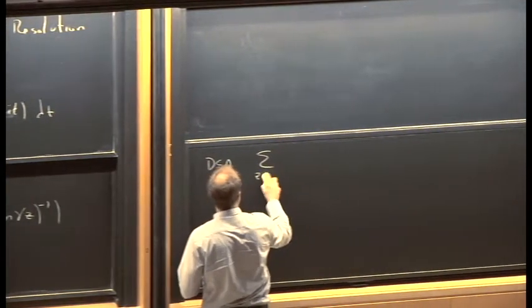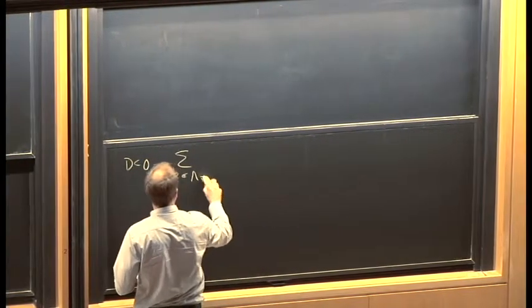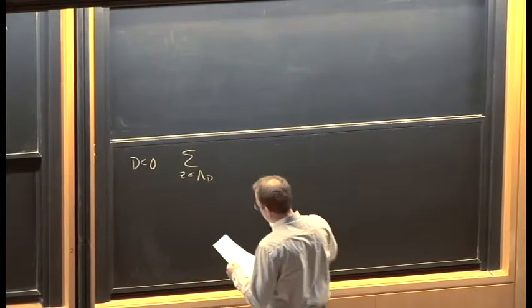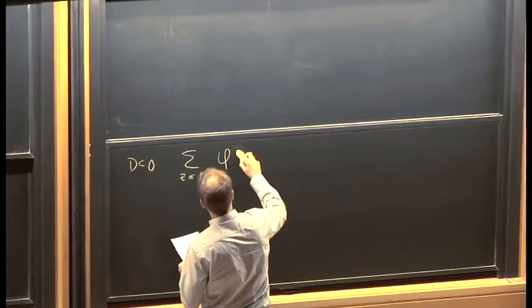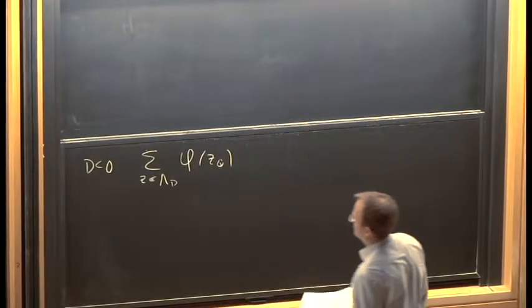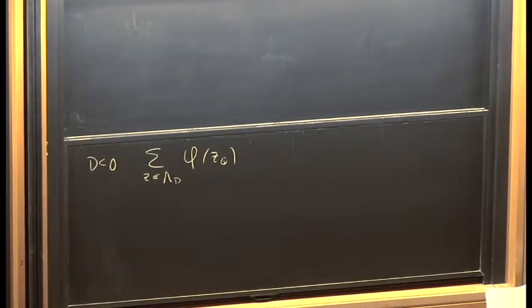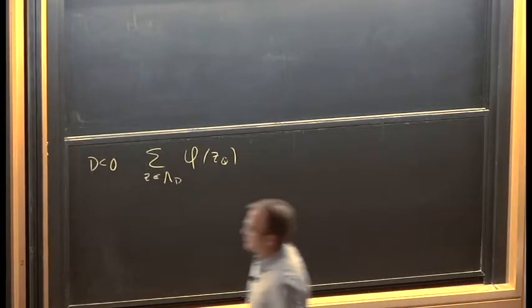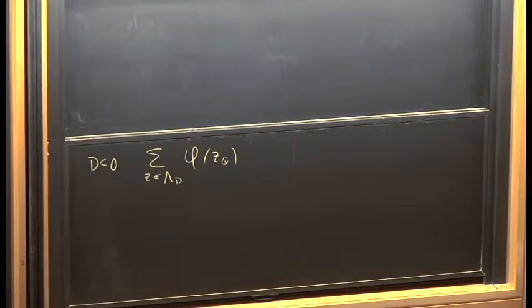Let me assume d is negative. If you sum it up over, say, the CM points of discriminant d, you can write this out. Now that's what you want to control if you want to control how many are in this strip where 1 over the imaginary part is in this interval.